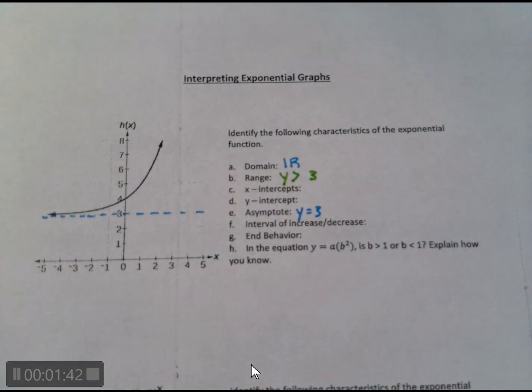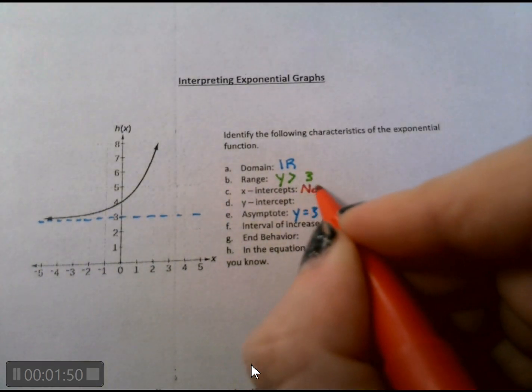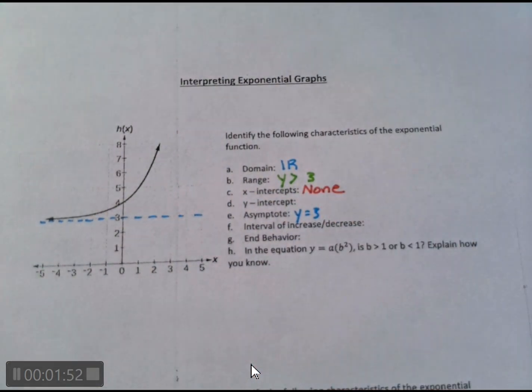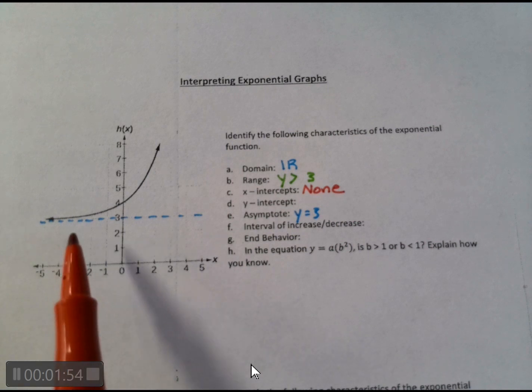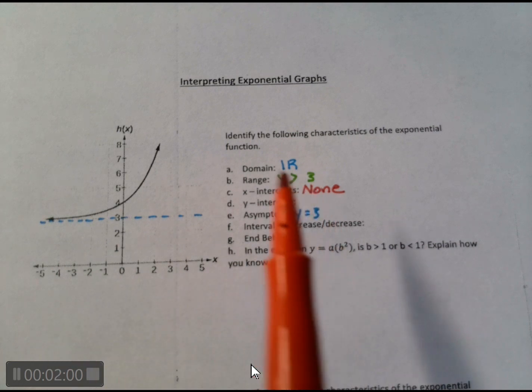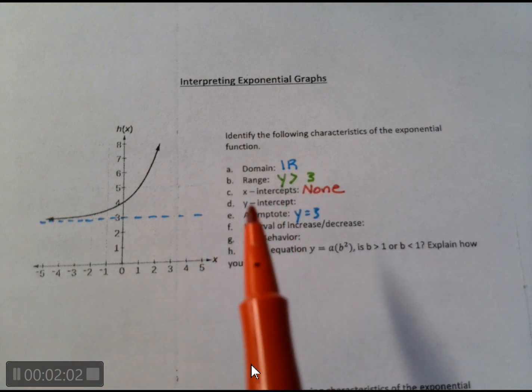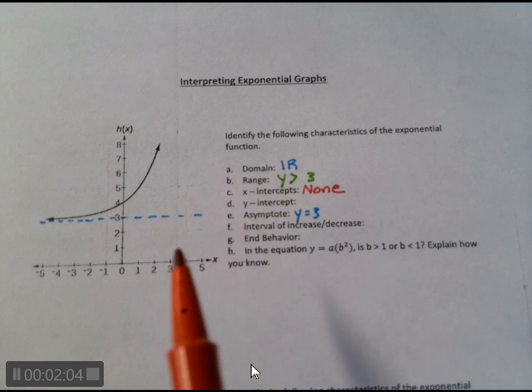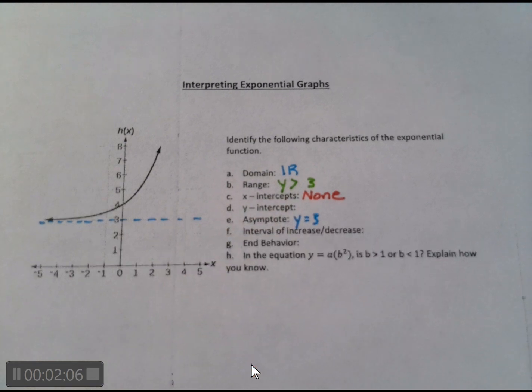Doing okay? Alrighty. So then, am I going to have any x-intercepts? No. And the reason why is because our asymptote is above our x-axis. If our asymptote is a negative number, then yes, we will have an x-intercept. But if it is a positive number or a 0, we will not have one.